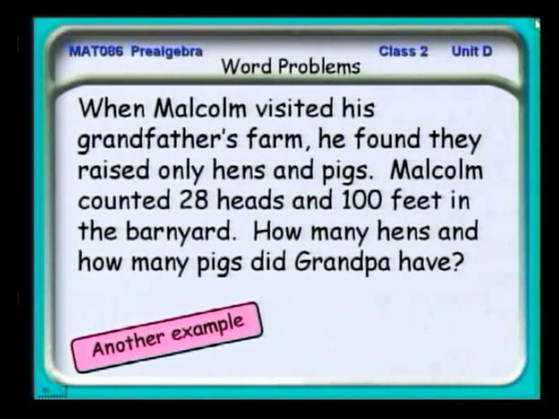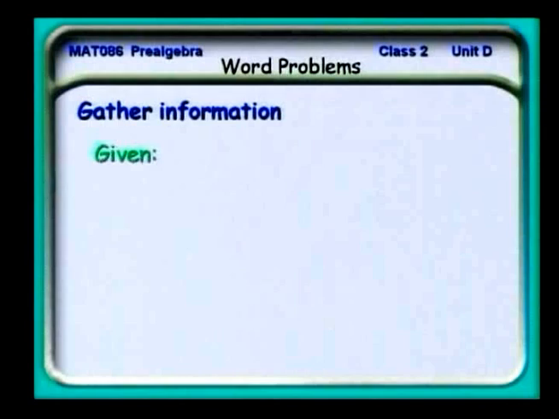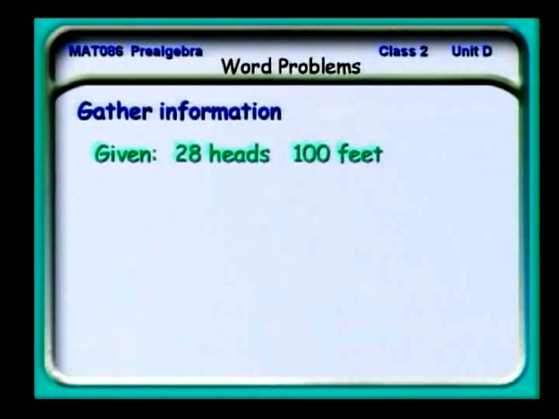Let's take a look at what information is given in this problem. We see that there are 28 heads and 100 feet of the pigs and chickens. So we need to find out, just from that information, knowing we have pigs and chickens, how many of each variety did Grandpa have? Let's gather the information and look at what we're given. We're given the fact that if we count all of the heads of the pigs and the heads of the chicken, we have 28. If we count all of the feet, remember each pig has 4 hopefully, and all of the feet of the hens, they have 2, we'll get a total of 100.